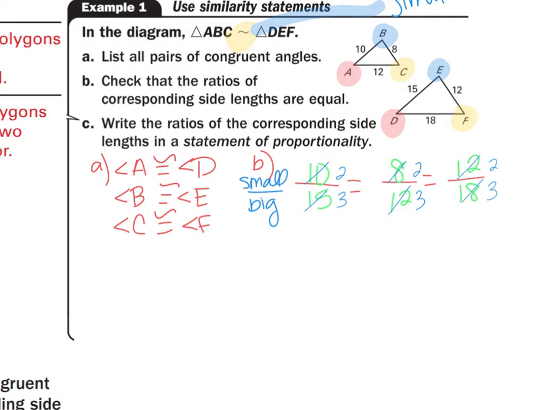So, are all of these side lengths equal? Well, they all reduce down to 2/3, so yeah, they are.